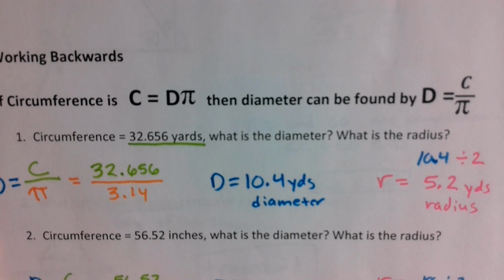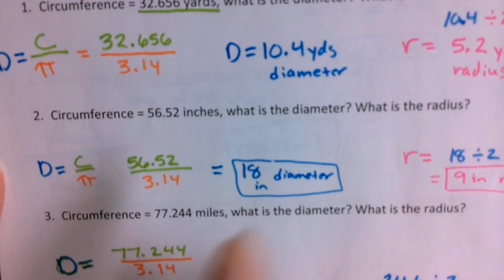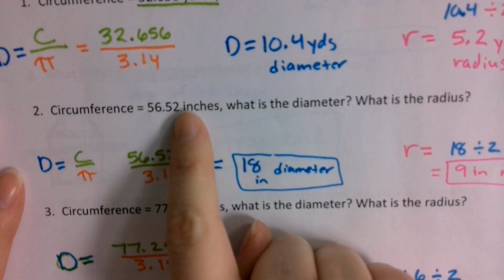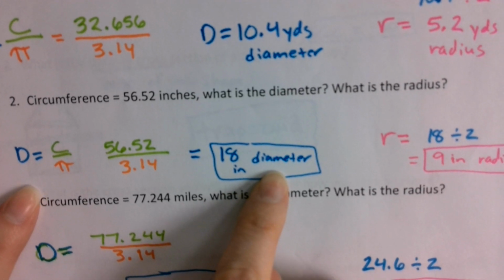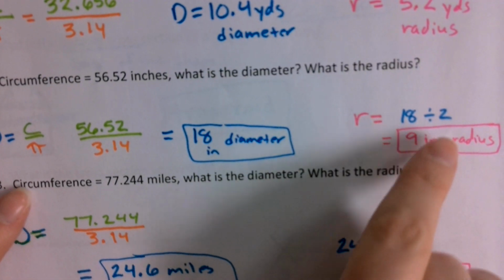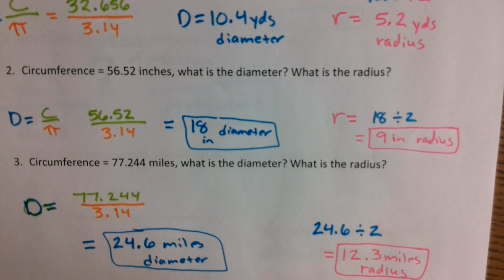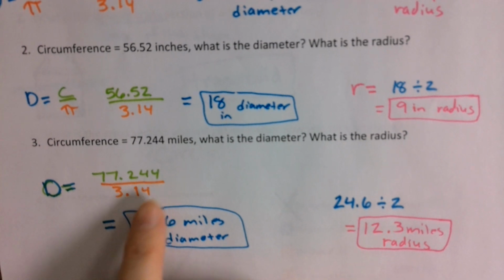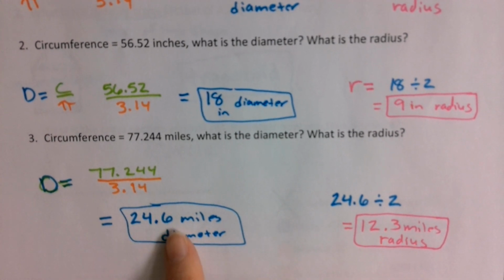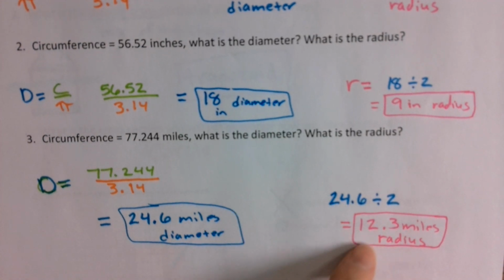For problem number 2, Richard, 56.52 is the circumference. If we divide it by 3.14, we're going to get 18 inches for the diameter. If you take 18 and divide it by 2, you'll get 9 inches for the radius. So you should have gotten 18 and 9 for problem number 2. For number 3, take the circumference 77.244 and divide it by 3.14. You would get 24.6 miles for the diameter. Divide that by 2 and you would get 12.3 miles for the radius.